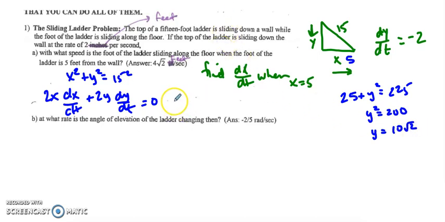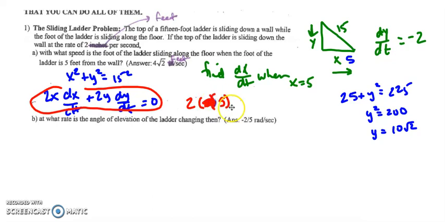So coming over to my differentiated equation, I need 2 times x, which is 2 times 5, times dx/dt, which is what we're solving for, plus 2 times y times dy/dt, and that is equal to 0. So I have 10 here. 2 times 5 is 10. I'll move it over to the right-hand side.